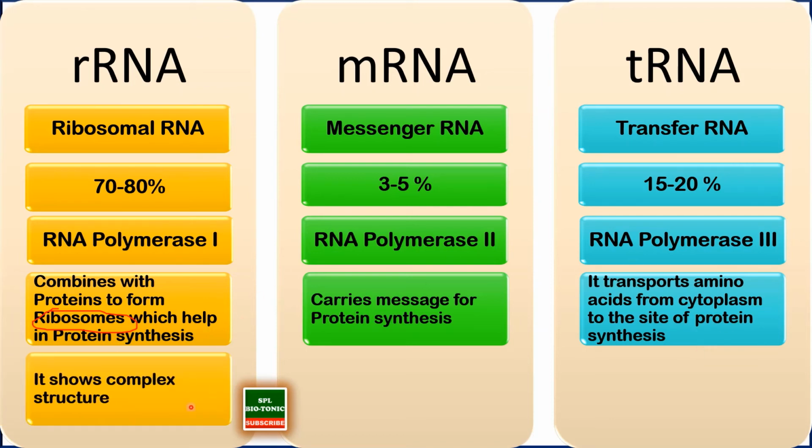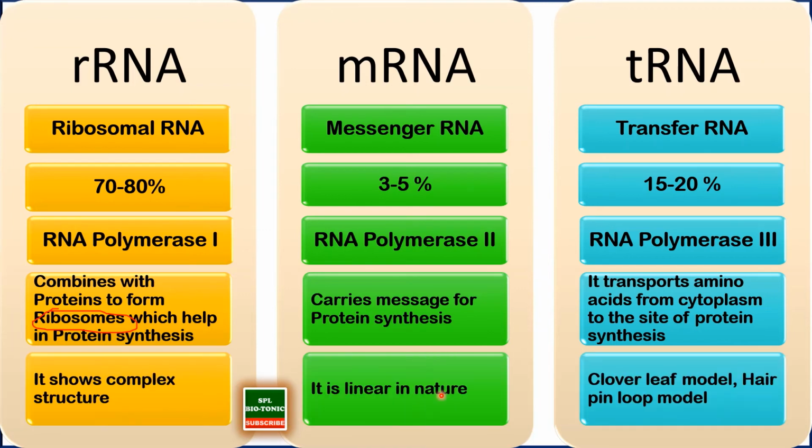Okay, and as far as structure is concerned, rRNA has a complex structure, more stable. mRNA is linear in nature, less stable, and for transfer RNA, there are two concepts about the structure of tRNA. One is the clover leaf model and the second is the hairpin loop model. So students, I hope you are understanding the types of RNA and the differences between rRNA, mRNA and tRNA.